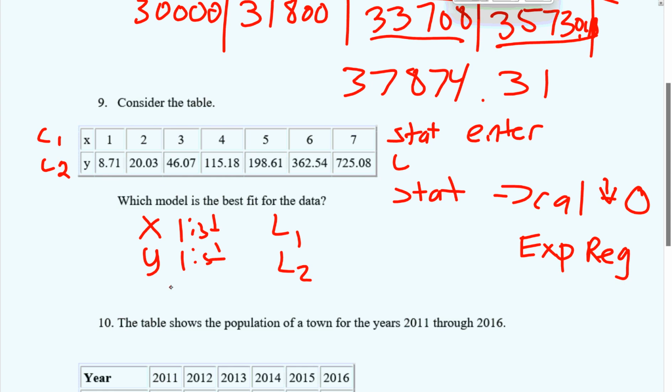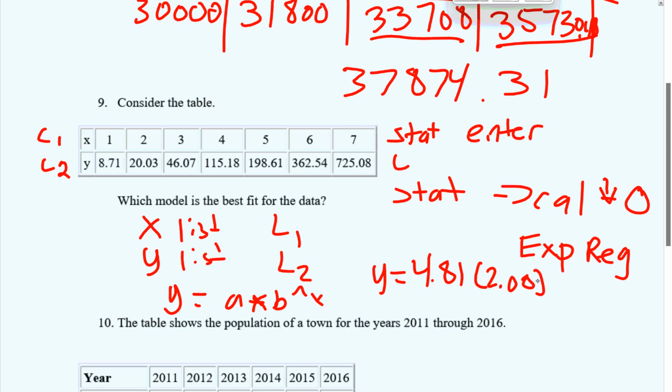So your equation is listed as y equals a times b raised to x. So we're going to write our equation with our a. I want to round to the hundredths place. So y equals 4.81, parenthesis, now I want to put my r in, 2.08 raised to x. And that would be my equation that estimates.